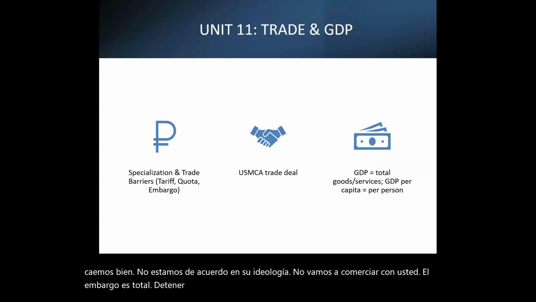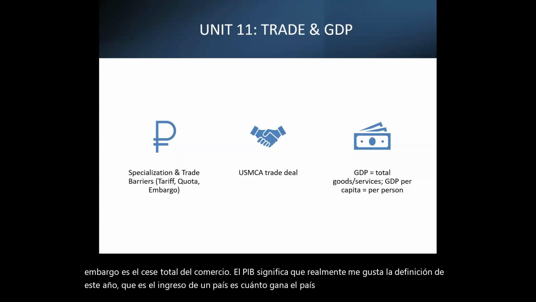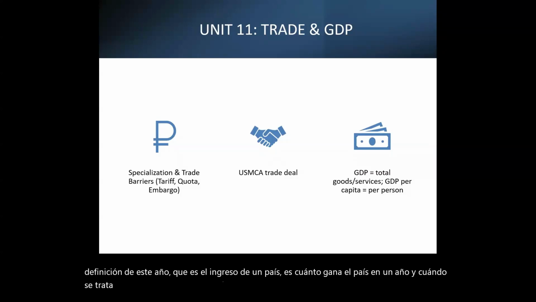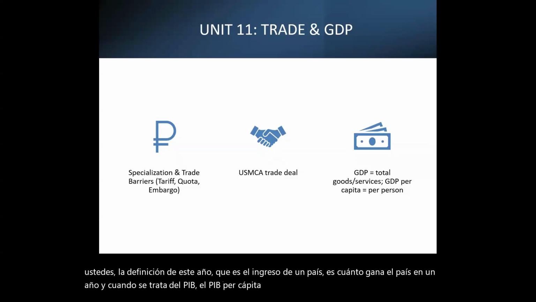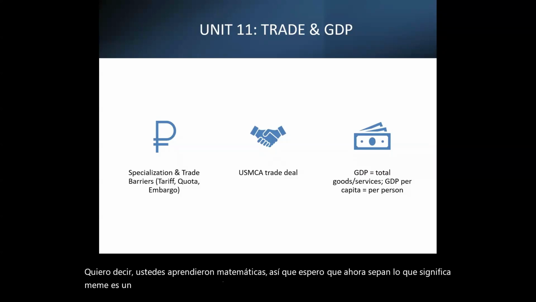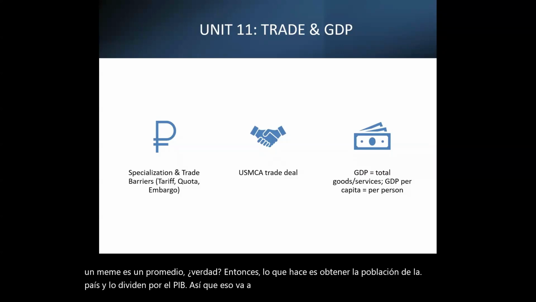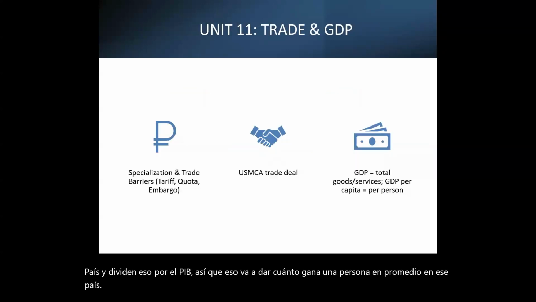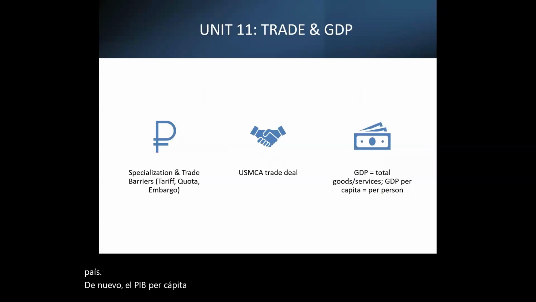GDP means, I really like your guys' definition this year, the income of a country. It is how much a country makes in a year. And when it comes to GDP per capita, you guys learned math, so I hope now you know what mean is. Mean is an average, right? So what it does is they get the population of the country and divide the GDP by that. So that is going to give how much a person earns on average in that country. So again, GDP per capita is per person.